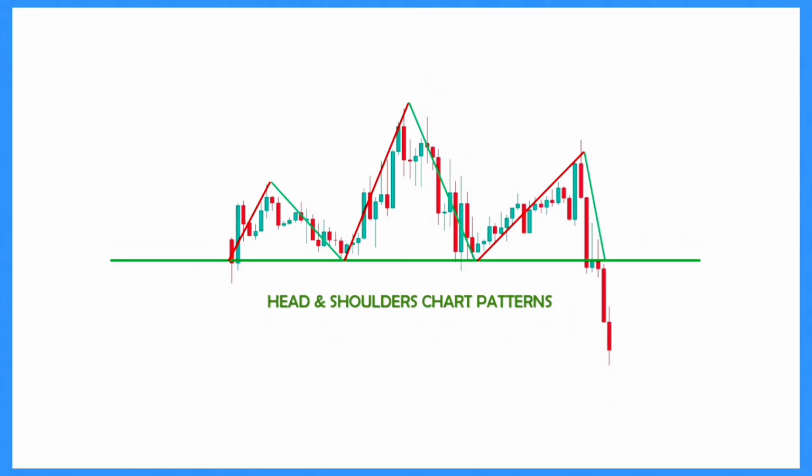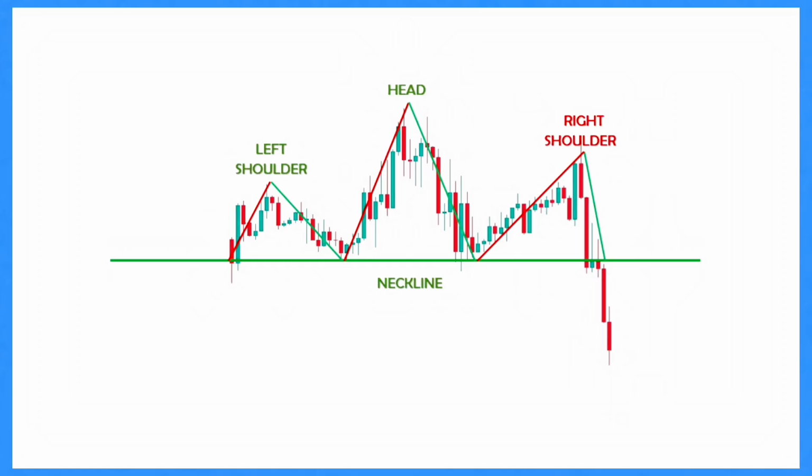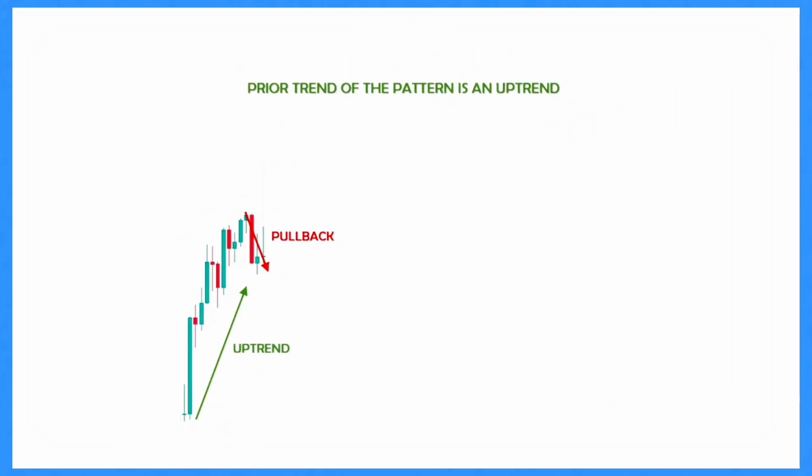It consists of 4 main parts: the left shoulder, the head, the right shoulder, and the neckline. Overall, it looks quite simple, right? But what does it actually represent? And why does it matter? Let's analyze it step by step. We'll start with the left shoulder.